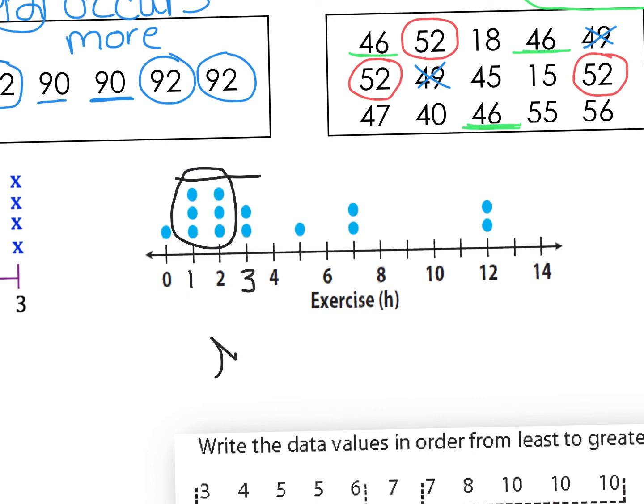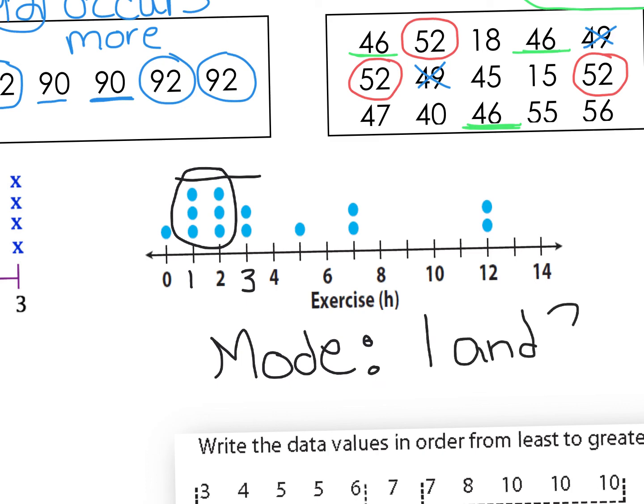So my mode in this graph would be 1 and 2. Because they both have the most, occurred the most, and I can see that they occurred more than any other.